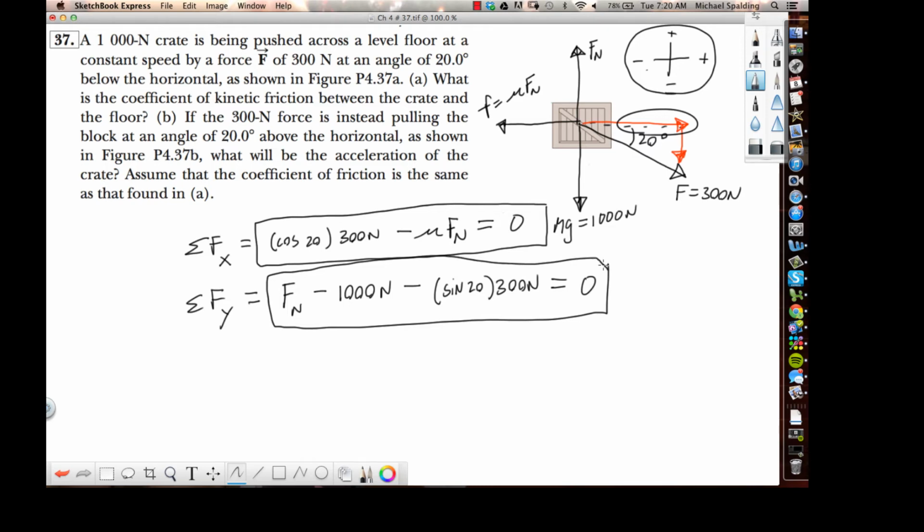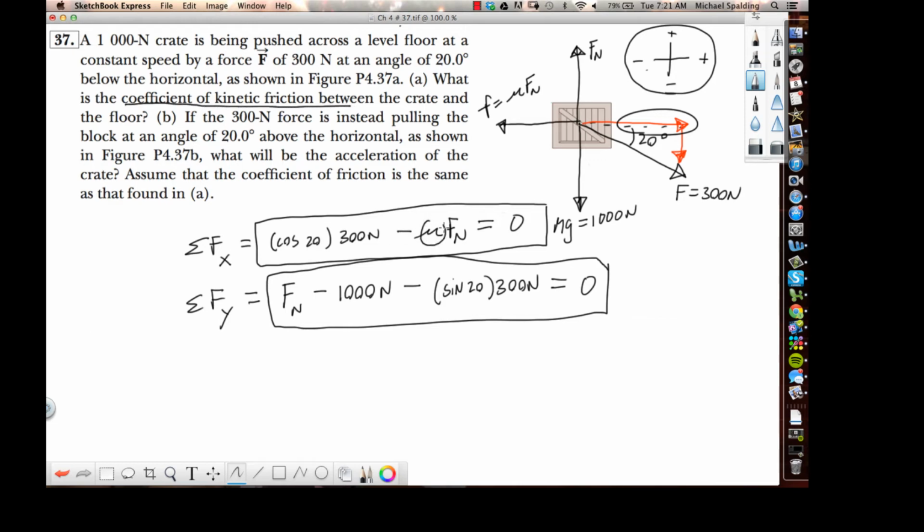Okay? In my opinion, that's the hard part of the problem: getting the free body diagram correct, summing the forces correctly. Once you're here, it's pretty much like 8th grade algebra, right? That's not hard algebra. So what do they want us to figure out? For part A, they want us to find the coefficient of kinetic friction.